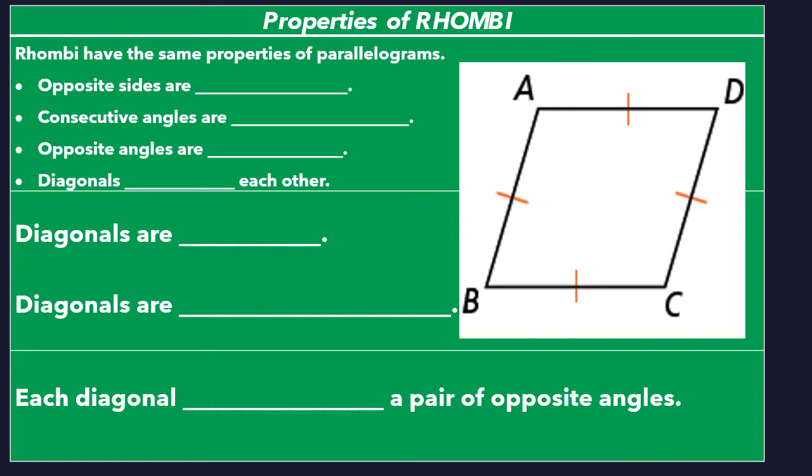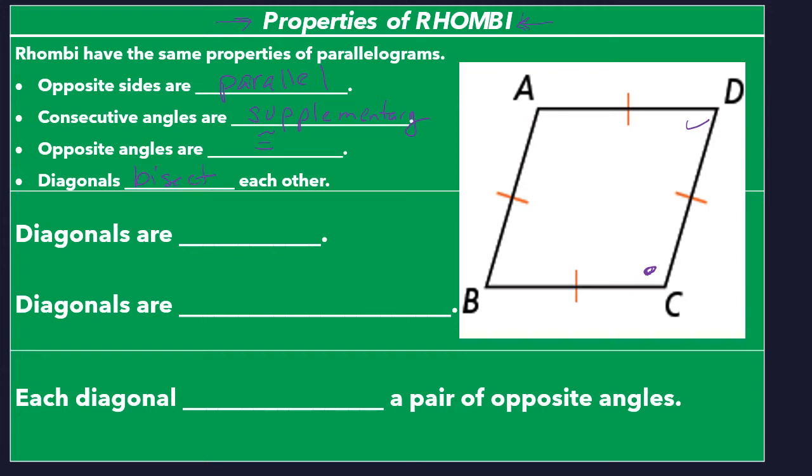Alright, so let's talk about rhombi. A rhombus has all the same properties of a parallelogram. So in a parallelogram, opposite sides are parallel. If you look at consecutive angles like angle A and angle D, they are supplementary. Opposite angles like A and C are congruent. And the diagonals bisect each other.